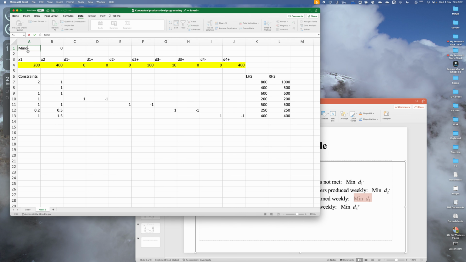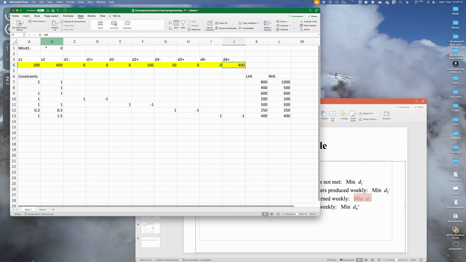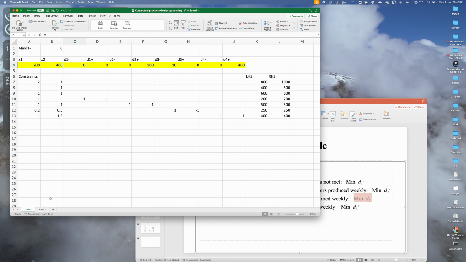Okay, so I'm just going to write here: minimize d2 negative, and this particular cell will be my objective function now. And as you know from the previous problem, I have to fix the goal that I achieved earlier. So I achieved d1 negative equal to 0. So I'm going to write here d1 negative, because the coefficient is 1, it is equal to 0, because 0 is the objective function value that I achieved.